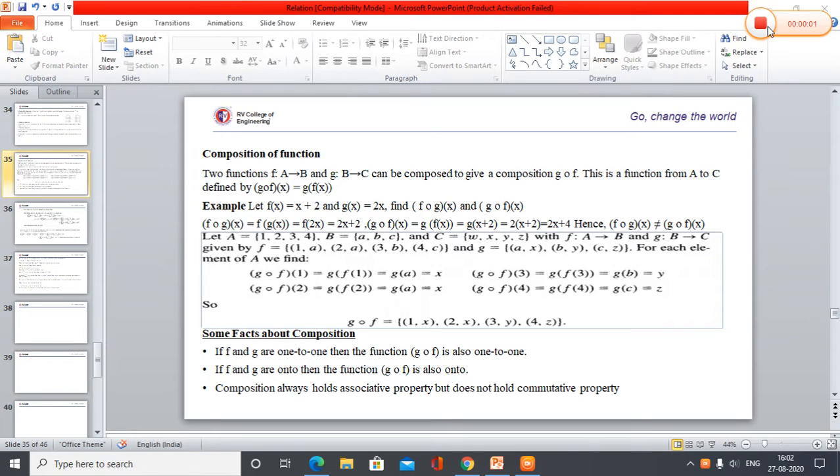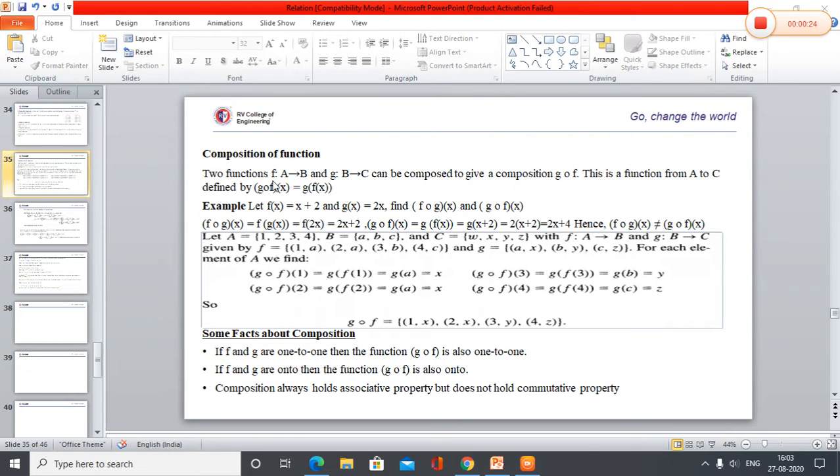So the next topic for today's class is composition of functions. So what is composition of functions? If I say f is a function from set A to B and g is a function from set B to C, then the composition of the functions is called g o f. So this is a function from A to C.